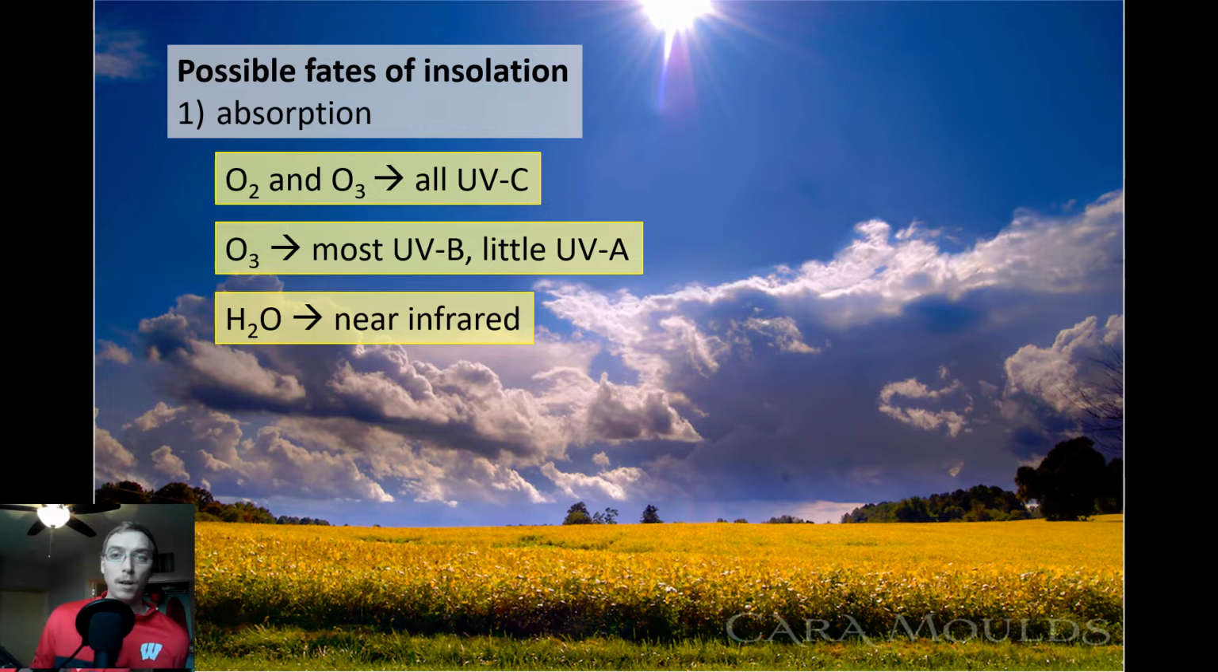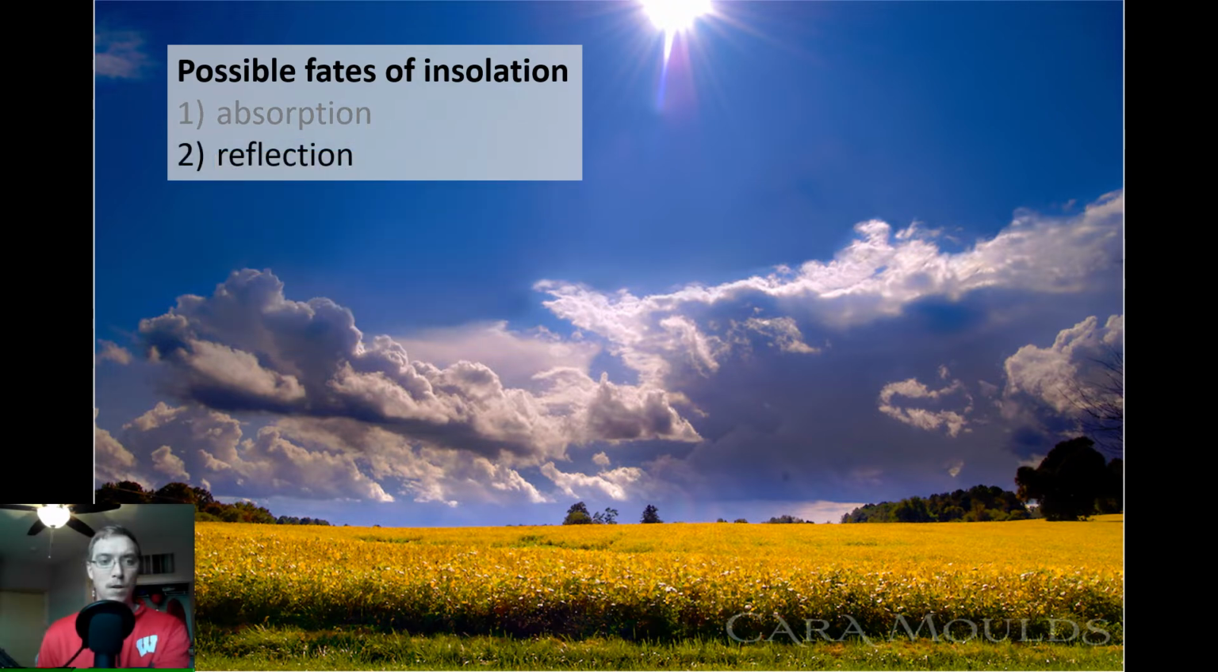In some of the next couple of lectures, we're going to talk about what the UVA, B, and C rays do and why we care about what's absorbed and taken up by our atmosphere. But for now, we're just going to stick with these three as our primary absorbers. Next, we will get on to reflection.